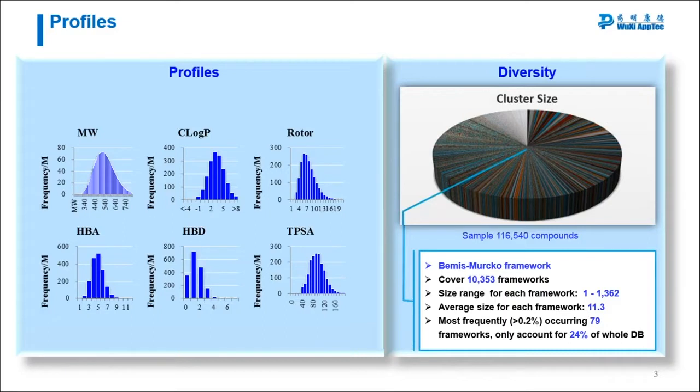We also did diversity analysis based on the Bemis-Murcko framework model, which analyzes ring systems, linker atoms, and side chain atoms. The framework is defined as the union of ring systems and linkers in the molecule. We sampled around 120,000 compounds for the diversity analysis. These compounds covered 10,000 frameworks, and the average size for each framework is only 11 compounds, and no single framework covers more than 1.2% of compounds. So it has very good diversity.